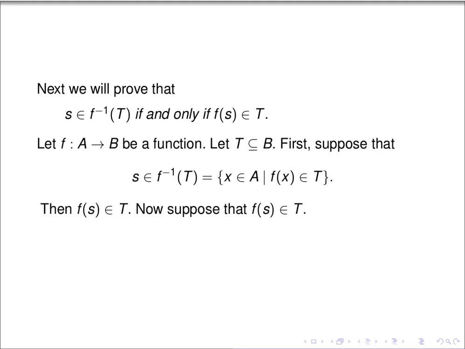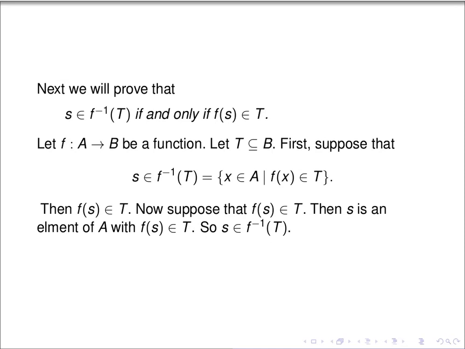Okay, if f(s) is an element of T, on the other hand, then s is an element of A with the property that f(s) is in T. And so, again, by definition of the preimage of T, s is an element of the preimage of T. All right. So these two little theorems here are just kind of restatements of the definition of image and preimage.